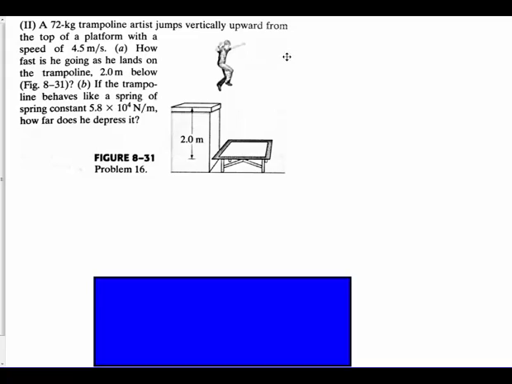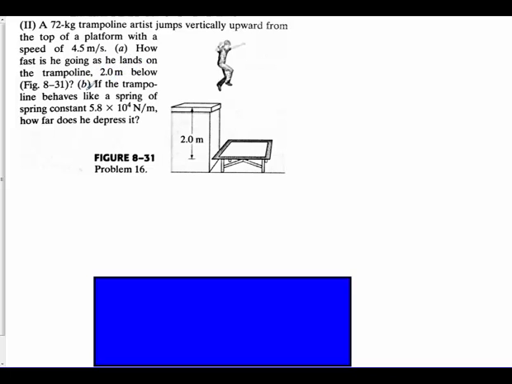This is Dr. Holt. This problem is on a trampoline jumper. Here I have a 72 kilogram trampoline artist who jumps vertically upward from the top of a platform with a velocity of 4.5 meters a second. How fast is he going as he lands on the trampoline 2 meters below?